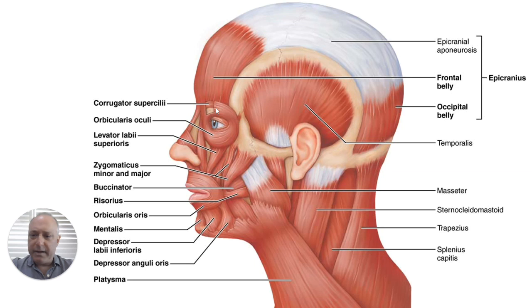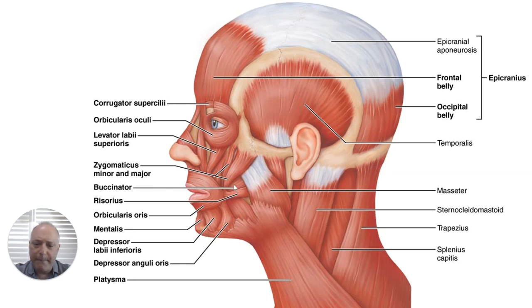And then around the eyes is orbicularis oculi, a circular muscle. There's a muscle called levator labii superioris, which elevates the lip. There is zygomaticus minor and major, which is attached to the zygomatic process. A number of muscles in your cheek, like the buccinator.